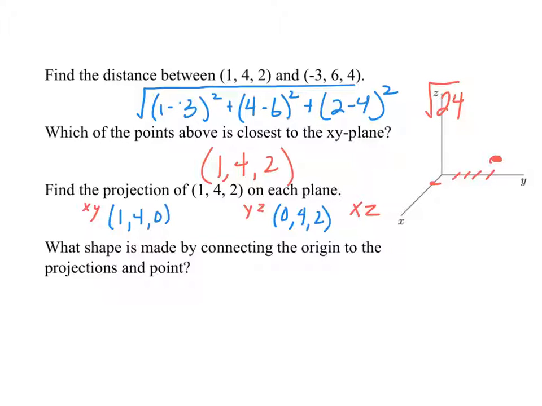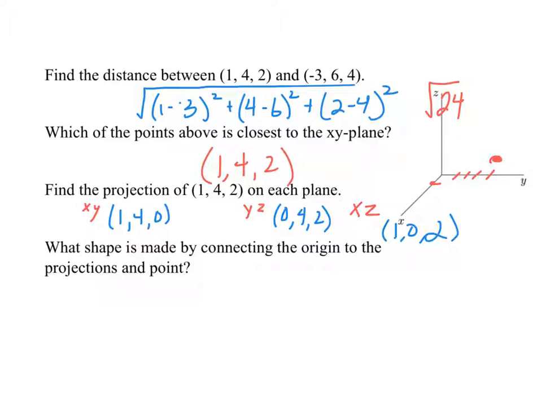And let's just check that. Of course, the XZ plane is over here. So imagine you've got a light. You're shining it over. Where's it going to hit? Well, you're still going to be over 1. You're still going to be up 2. But indeed, the Y will be 0. So it's going to be 1, 0, 2.